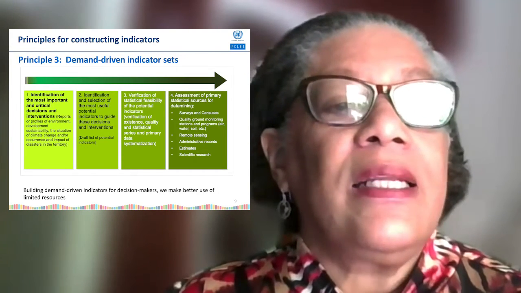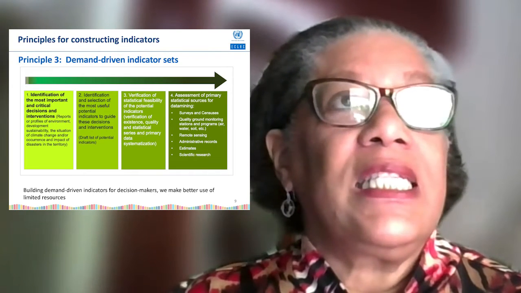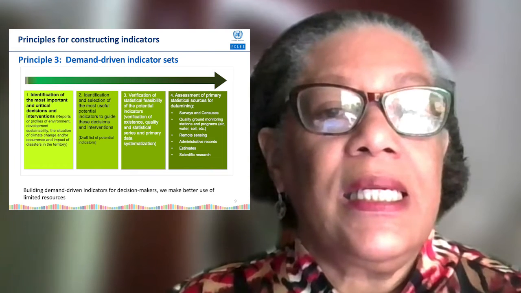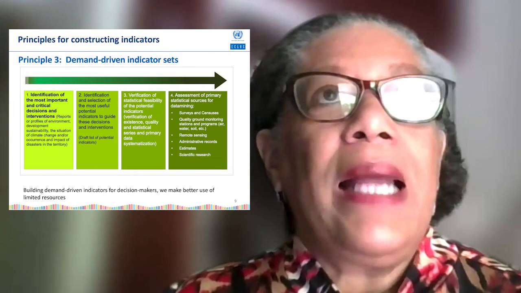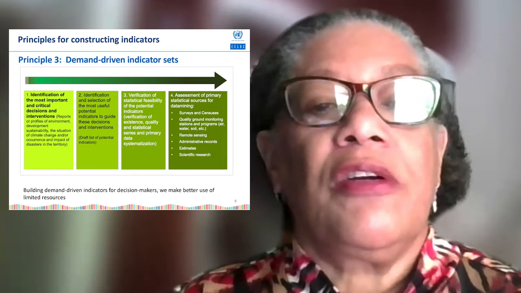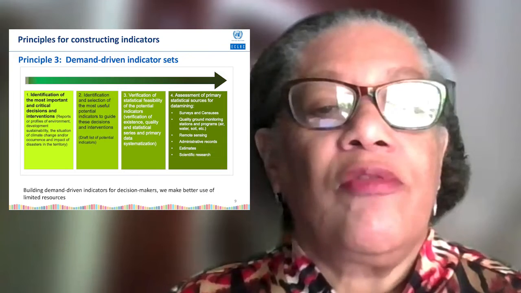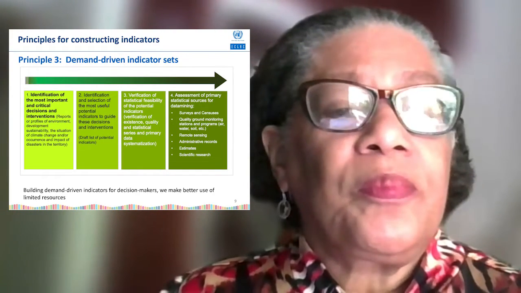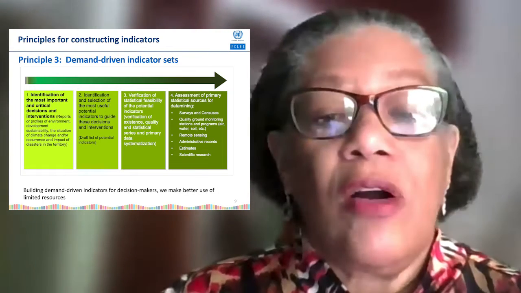We would then move on to verifying the statistical feasibility of these indicators, and this would look at the evidence, the quality of the statistical data that is available, and any primary data that can be used to create the statistics. Then in the fourth stage, we would assess these primary statistical sources by looking at data available from surveys and censuses, from ground monitoring stations and programs. We would also look at remote sensing and administrative records, as well as other estimates and scientific research that have been done on the various data. We would note that building demand-driven indicators would make better use of limited resources in the countries.